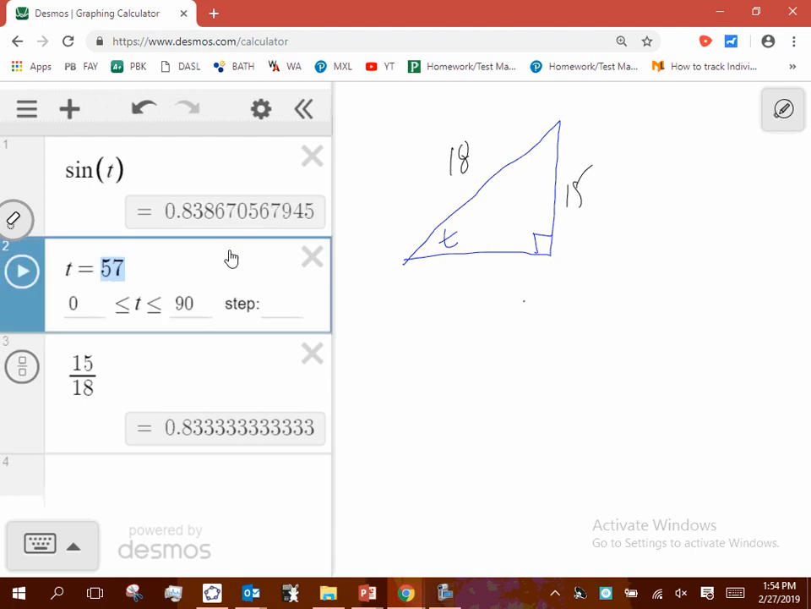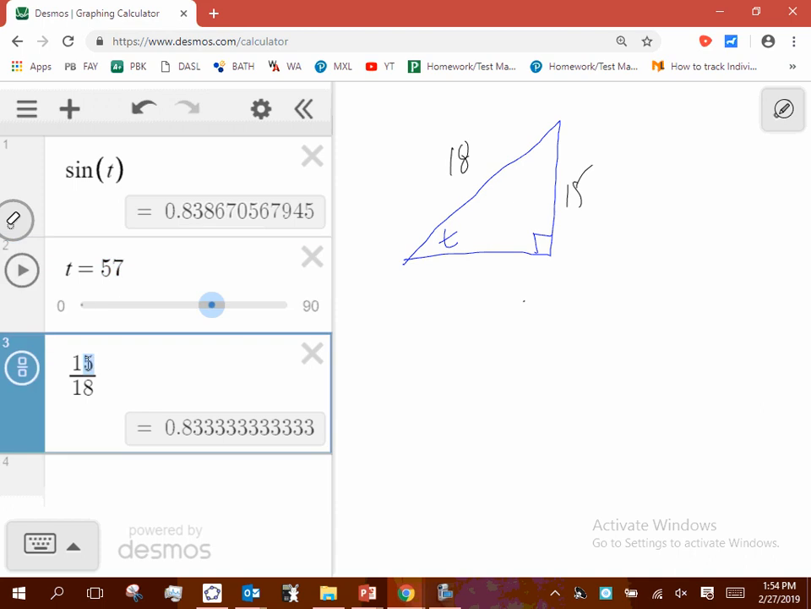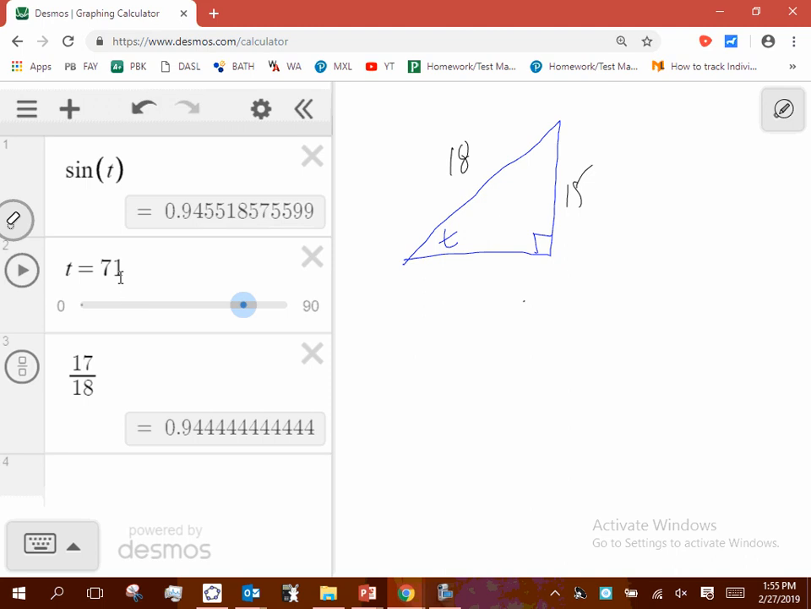I was hoping maybe it would be, let's do this. Let's go 17 over 18. Okay. For 17 over 18, try to make that get close to 0.944. That's a little bit more drastic, right? That's a pretty big angle for an acute angle on a right triangle.